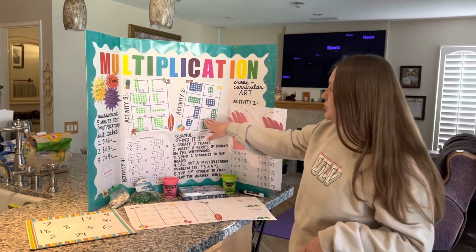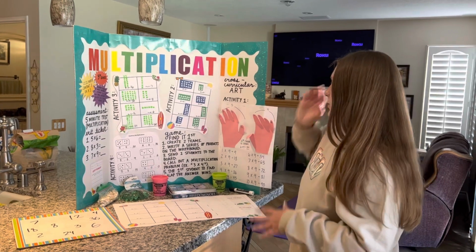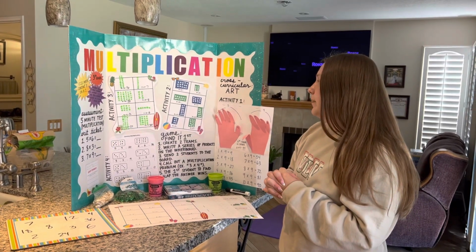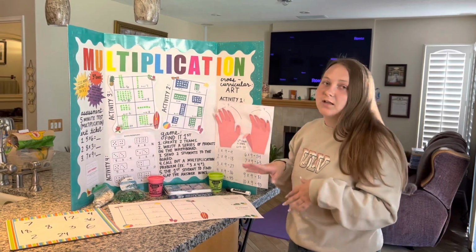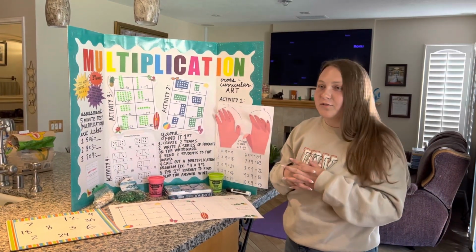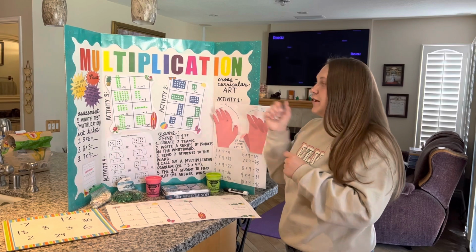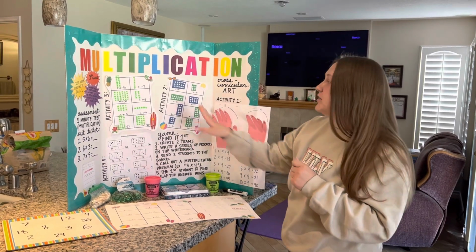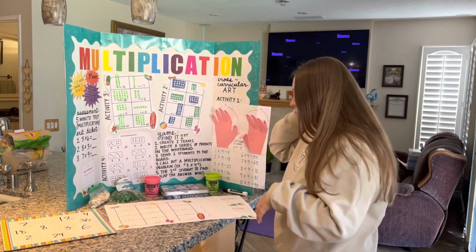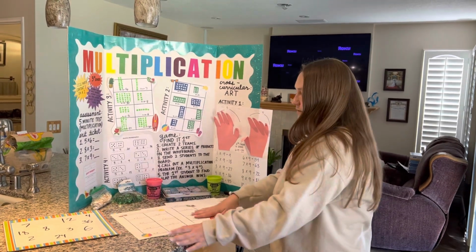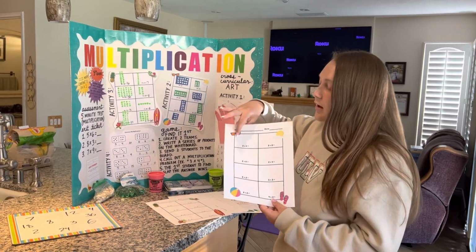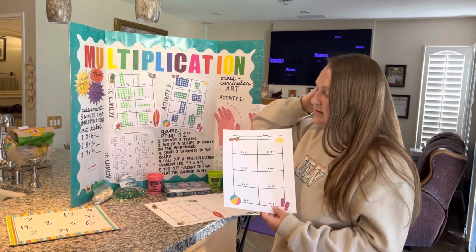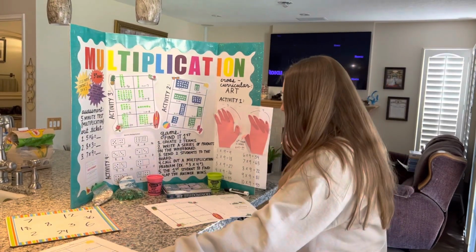Moving on to activity 2, we have an array. Students are going to use little pieces of paper left over from the year, and they're going to make arrays with a hole punch, and then glue them onto the worksheet. This is what the worksheet would look like, and they do the hole punch with pieces of paper, and then they glue them on.